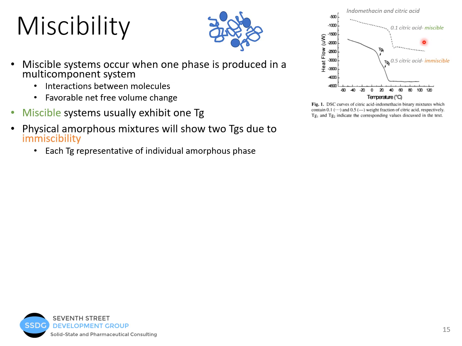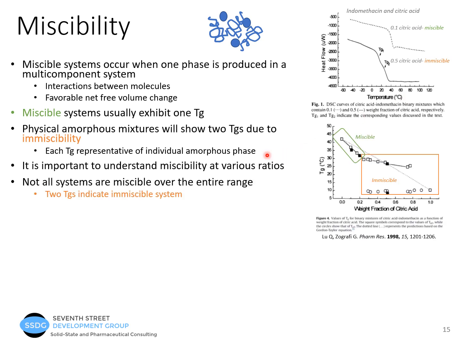So here we have indomethacin and citric acid, and here we have a miscible, one glass transition temperature when you have 0.1 citric acid in the system. However, when you increase this to 0.5, you end up with 2 glass transition temperatures, and this is an immiscible system, or this is a physical mixture of the amorphous API and, in this case, the amorphous citric acid. So each Tg is representative of the individual amorphous phase.